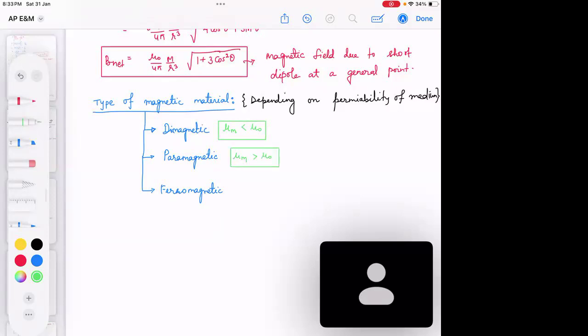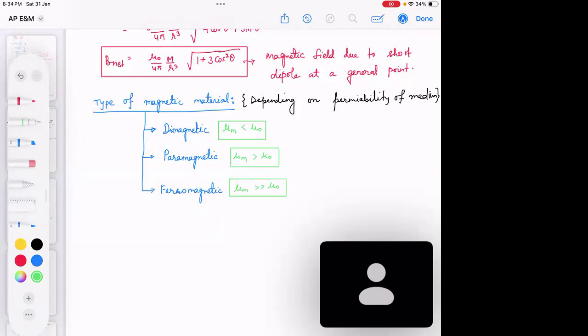Clear? And the ferromagnetic permeability will be very, very much greater than the vacuum permeability. Paramagnetic is slightly greater than the vacuum permeability, but in ferromagnetic, it is very high.